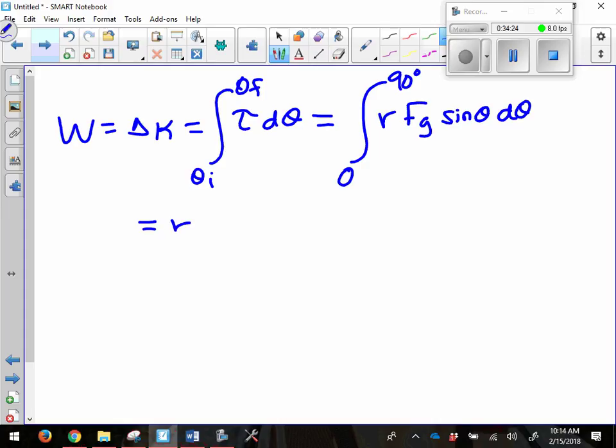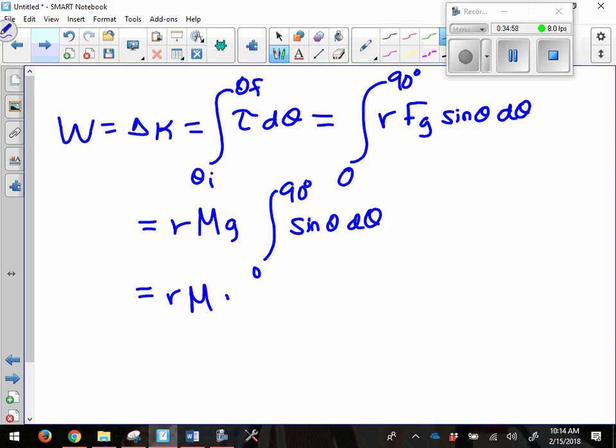Okay. So r is a constant. What does r happen to be equal to? Half a meter, 0.5 meters. Okay. What's Fg going to be equal to? Mg, whatever the mass of my ruler is. Chances are it's going to go away. And then I'm left with the integral from 0 to 90 degrees of sine theta d theta. So what's the antiderivative of sine theta? That I'm going to evaluate from 0 to 90 degrees.